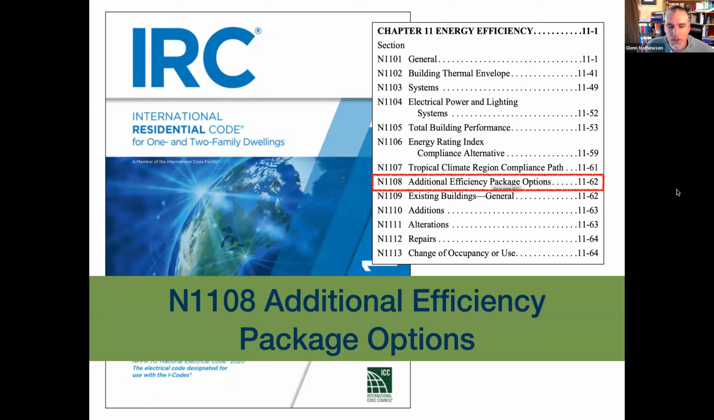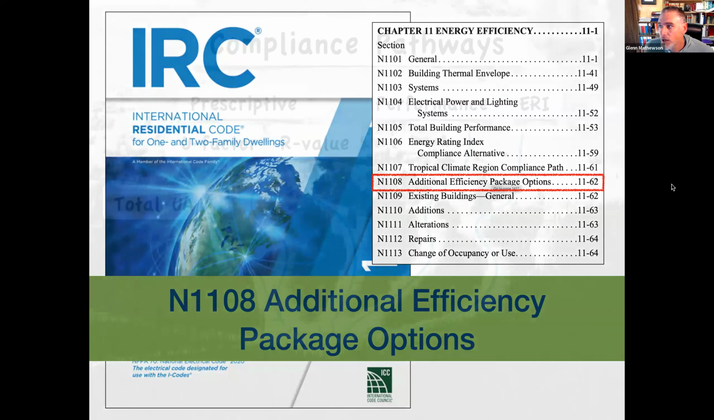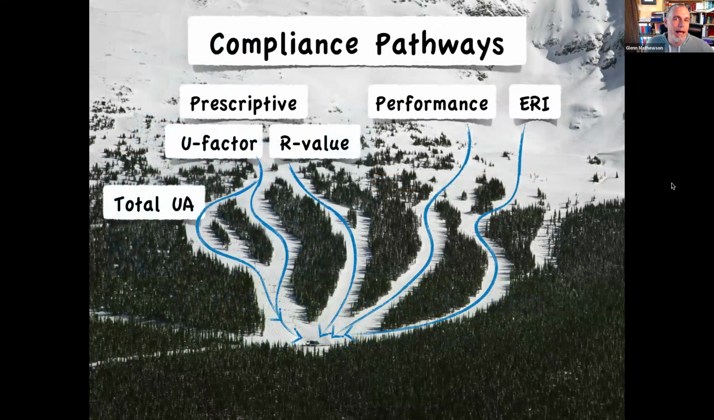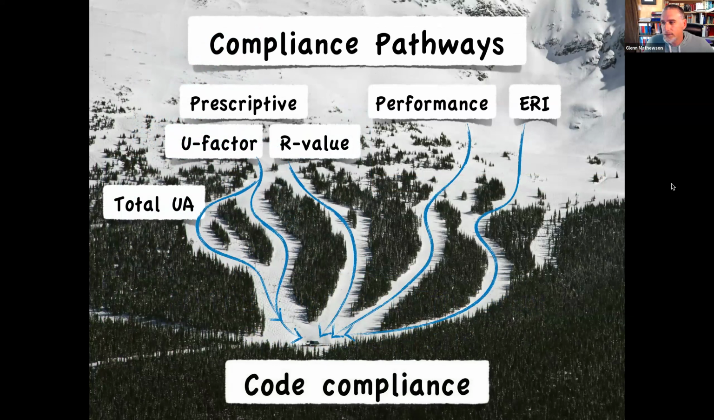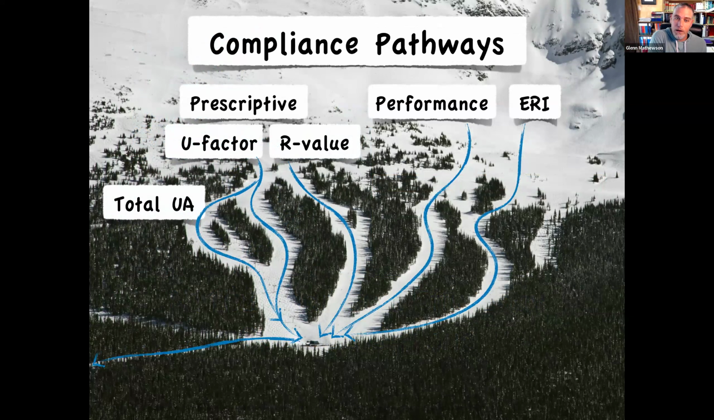So the next section is additional efficiency packages. And so I lied to you, but I didn't lie. You guys saw the picture. If you were keeping up with my analogy, we made it here and I said code compliance is here, but where's the parking lot? You're not leaving the ski resort yet. Oops, lie. You haven't reached compliance yet. We got a little bit further to go. We still got to take this little path here to get to the parking lot.